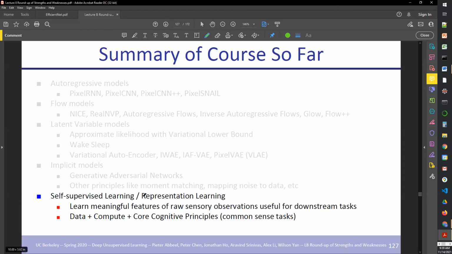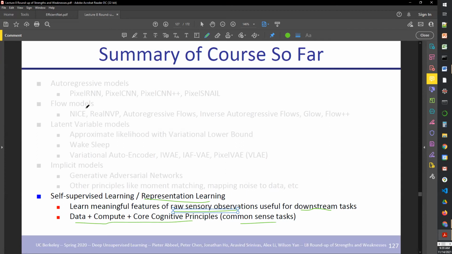brings us to the last couple of slides, the last couple of lectures that we spent time on, self-supervised representation learning. This is learning from observation, and because we now have representations that we learn, they are useful for downstream tasks that were kind of a challenge with some of these previous models. We can use it for classification, object detection, segmentation, kind of use it as a backbone. And we use data and compute as well as core principles from each of these spaces to come up with these common sense tasks, right? This is what we studied in the last two lectures.